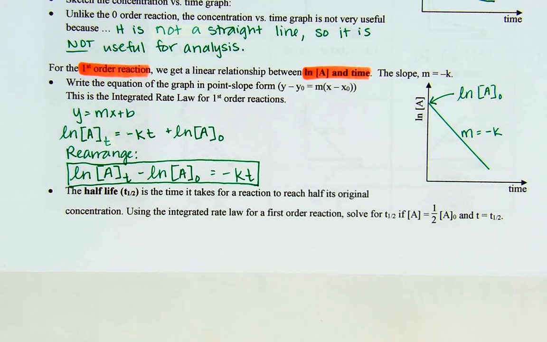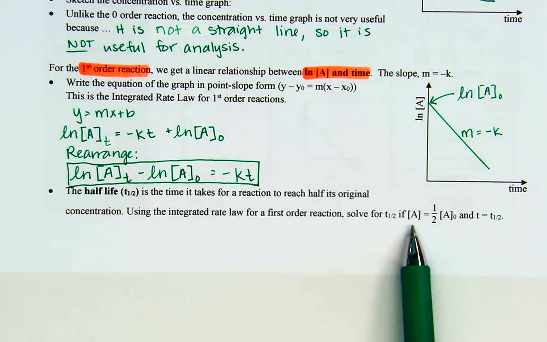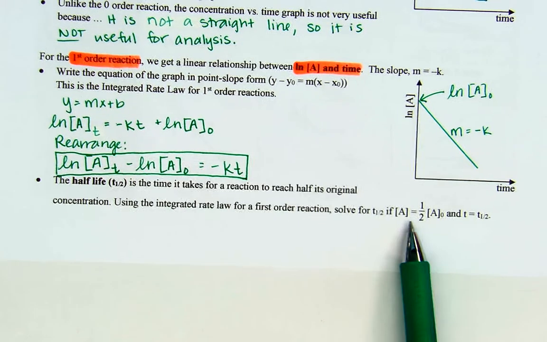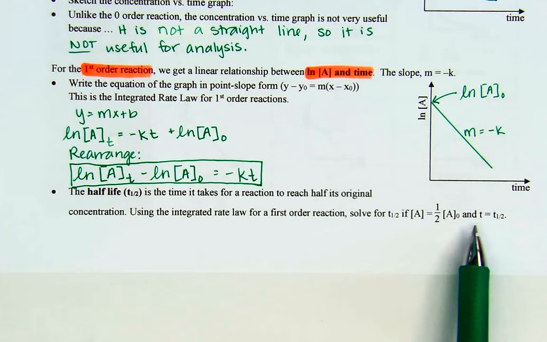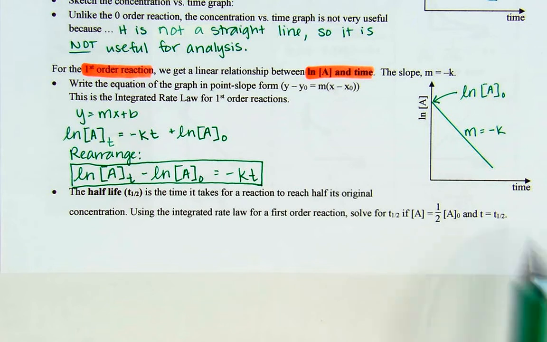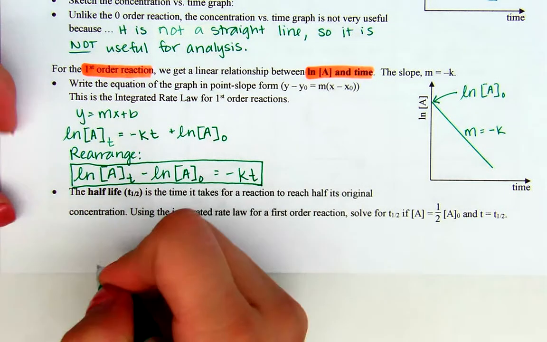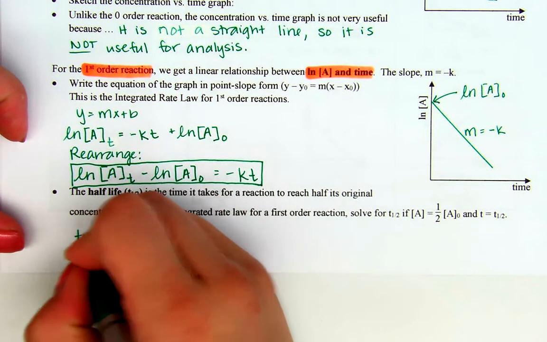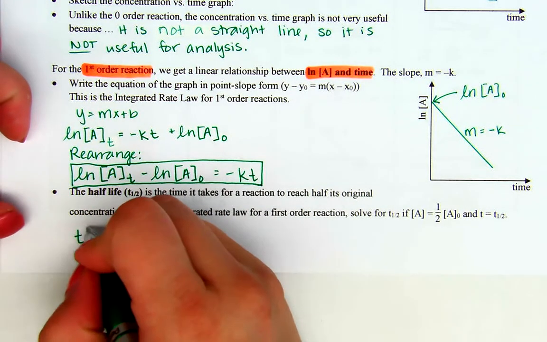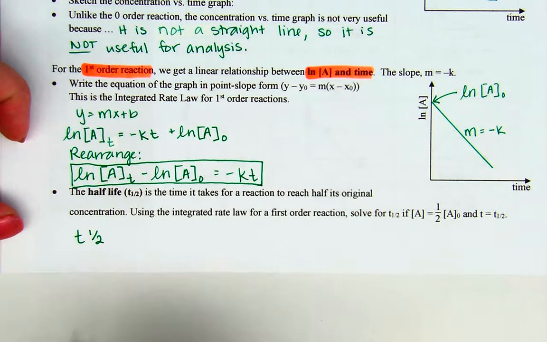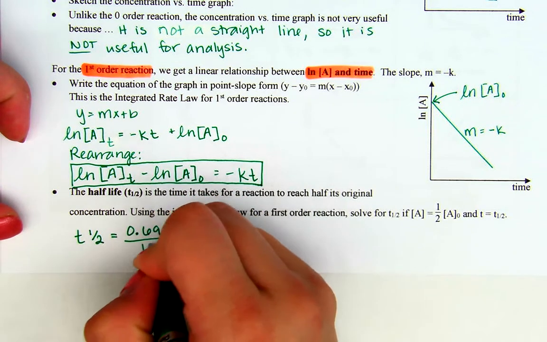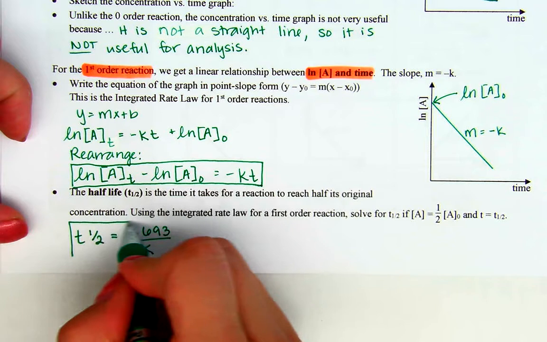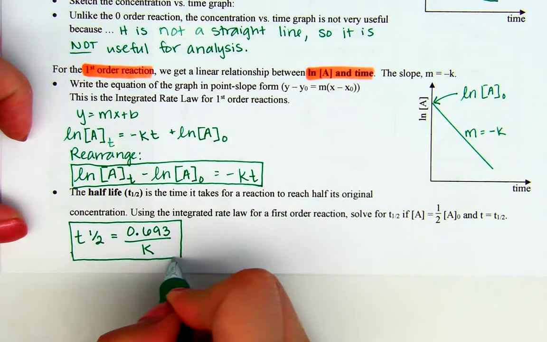So you can actually use the integrated rate law for this, and you can solve for t 1/2, given that the concentration of A is 1/2 of the concentration of A at time 0, because half the concentration by definition, and then t is t 1/2. So if you solve for this, and I'm not going to run through that whole derivation for you here, you get that the half-life is equal to 0.693 over k.